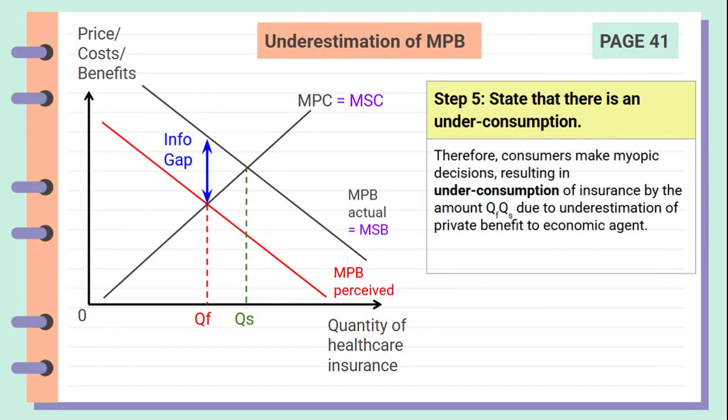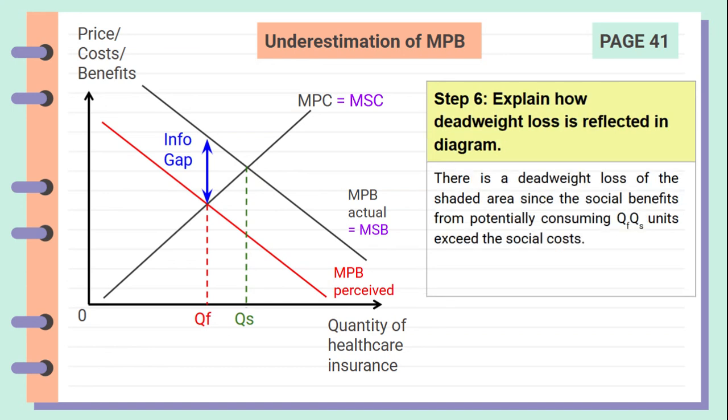Step 5 is to state the underconsumption, where the socially efficient quantity of healthcare insurance is at QS, but consumers only consume the market equilibrium quantity of QF. Thus, there is an underconsumption of QF-QS units.